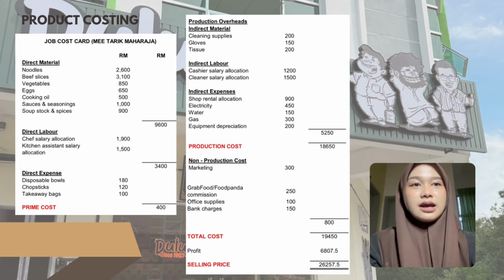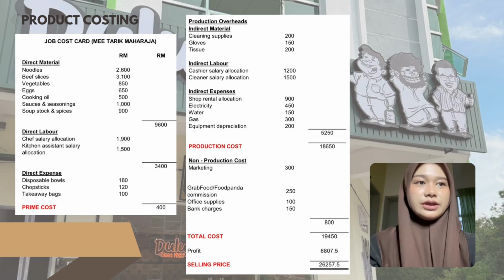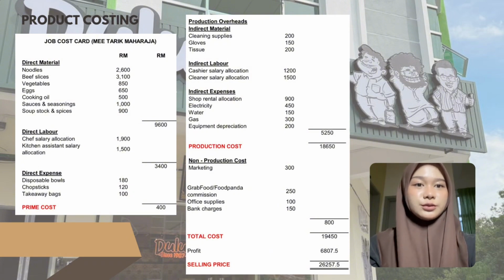Next, for this slide, I will present the job cost card for Mitarik Maharaja. The total direct material cost is Rm 9,600, which consists of noodles, beef slices, vegetables, eggs, cooking oil, sauces, seasoning, and soup stock. For the direct labor cost is Rm 3,400, including the salary allocation for the chef and kitchen assistant. The direct expenses are Rm 400, mainly for disposable bowls, chopsticks, and takeaway bags. This gives a prime cost of Rm 13,400.